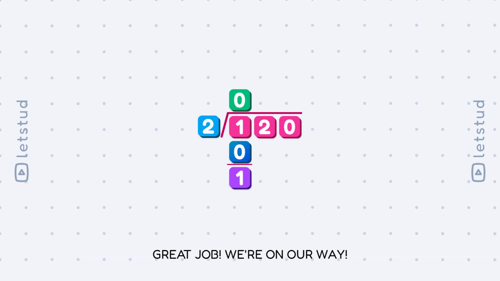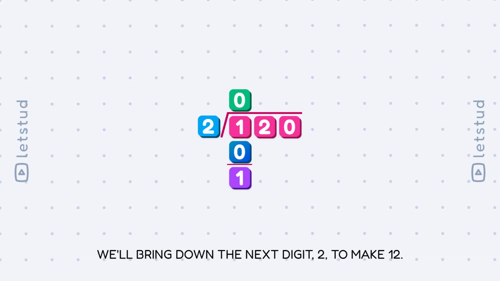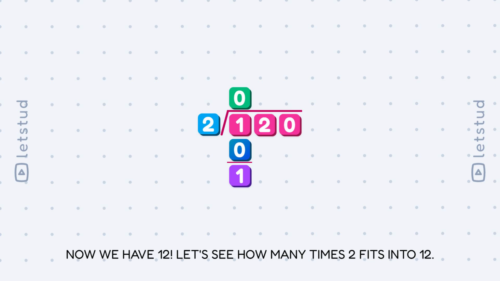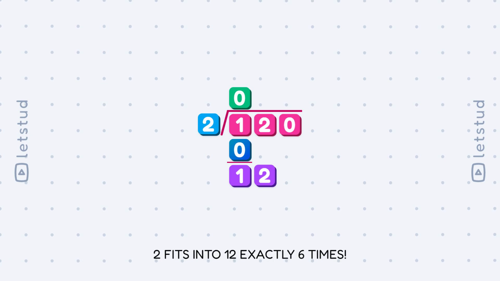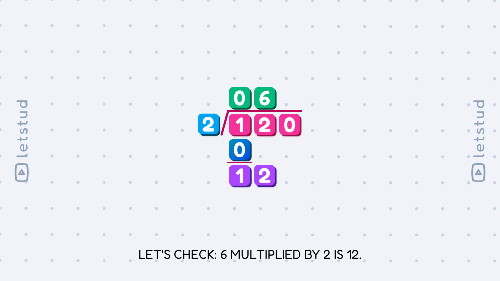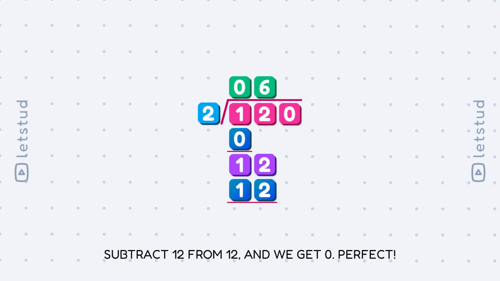Great job, we're on our way. We'll bring down the next digit 2 to make 12. Now we have 12. Let's see how many times 2 fits into 12. We use the remainder 1 and the next digit 2 to make 12. 2 fits into 12 exactly 6 times. Let's check. 6 multiplied by 2 is 12. Subtract 12 from 12 and we get 0.